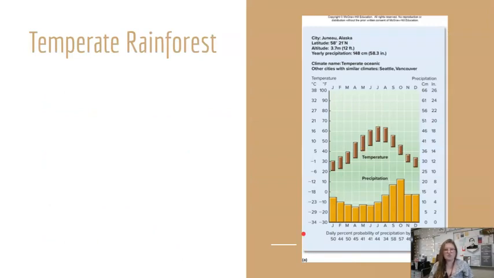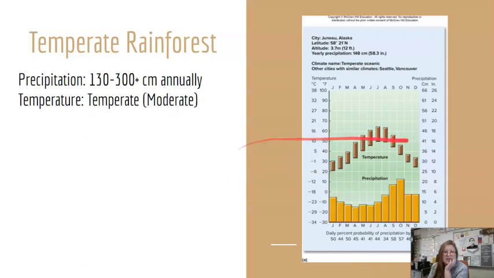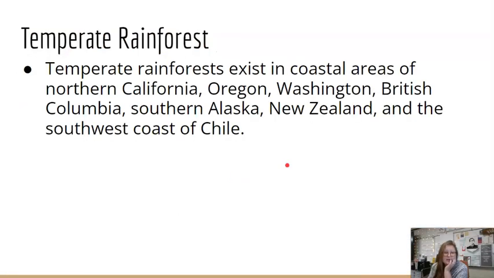All right, temperate rainforest. So precipitation is 130 to 300 centimeters annually. Precipitation is not evenly spread. It's a lot more in August, September, October, but it does rain year round. And it is temperate, so not super hot.